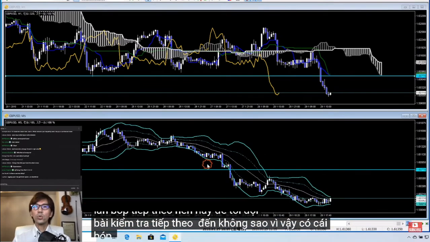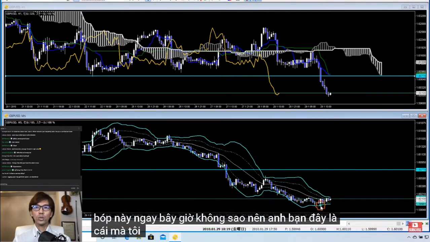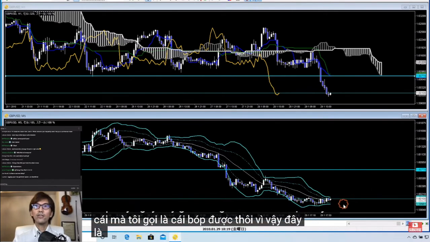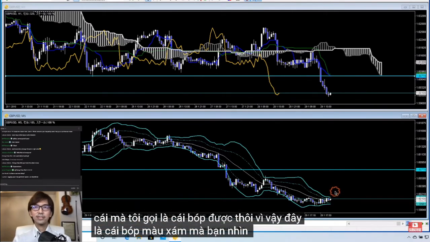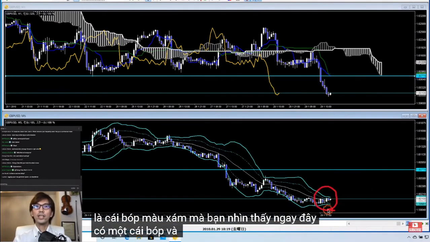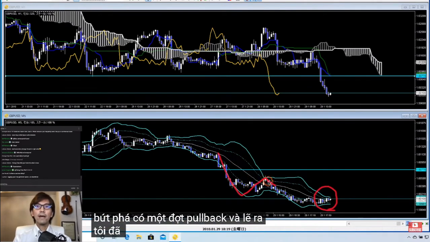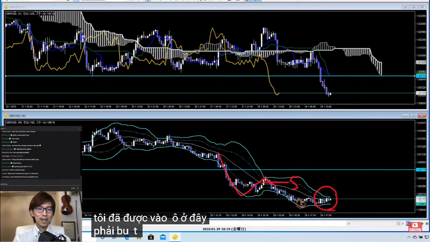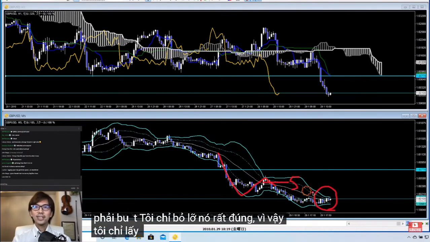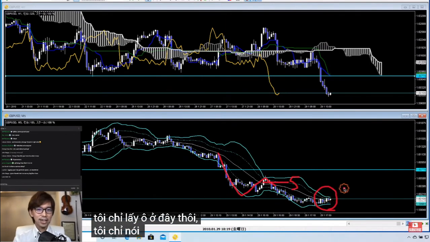Okay, so there is a squeeze right now. So this is what I call the squeeze. Alright, so this is a great squeeze, you see? Right here, there is a squeeze, and also after the breakout, there is a pullback, and I should have entered the sell here. But I just missed it, so oh well, I just take the sell here, okay?